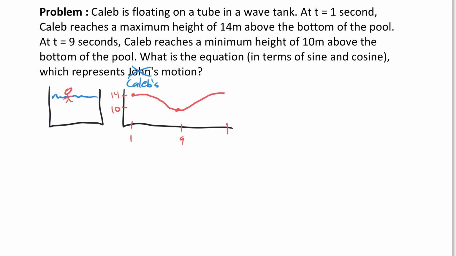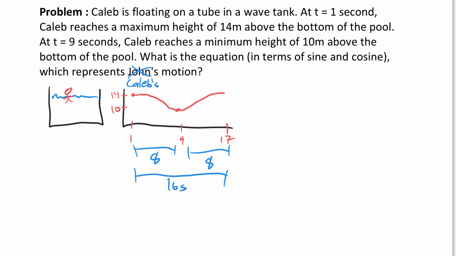This right here from 1 to 9, this is a total of 8 seconds, and it's halfway because it goes from max to min. So this will be another 8 seconds, giving us a total here of 9 plus 8, or 17. And that means this whole time is 16 seconds. So that means the period is going to be 16. That'll help us finding our b-value.